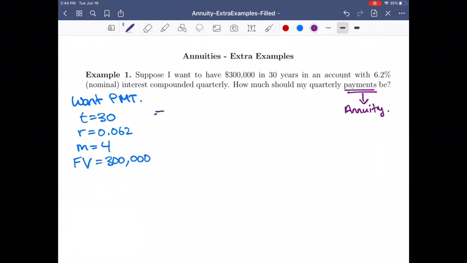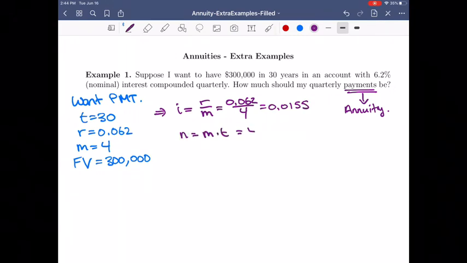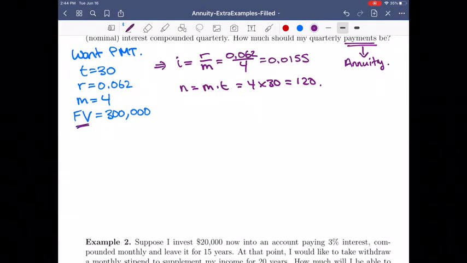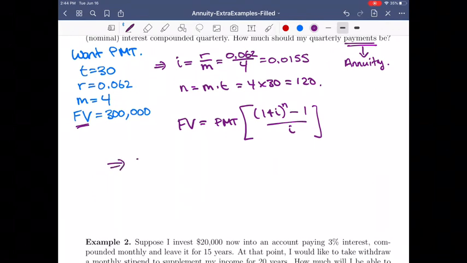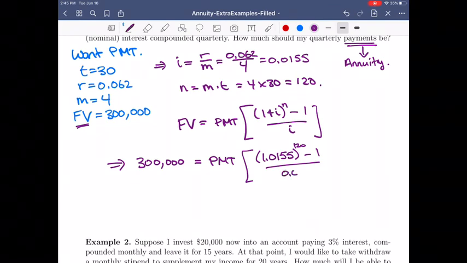The first thing we want to do is compute I, which is R over M. So 0.062 over 4, which is 0.0155. And N, which is M times T, so that's 4 times 30, or 120. Then we have a future value, so we use the formula for the future value. Future value is the payment times 1 plus I to the power n minus 1, over I. So plugging everything in, we have 300,000 equals our payment value times 1.0155 to the power 120 minus 1, over 0.0155.